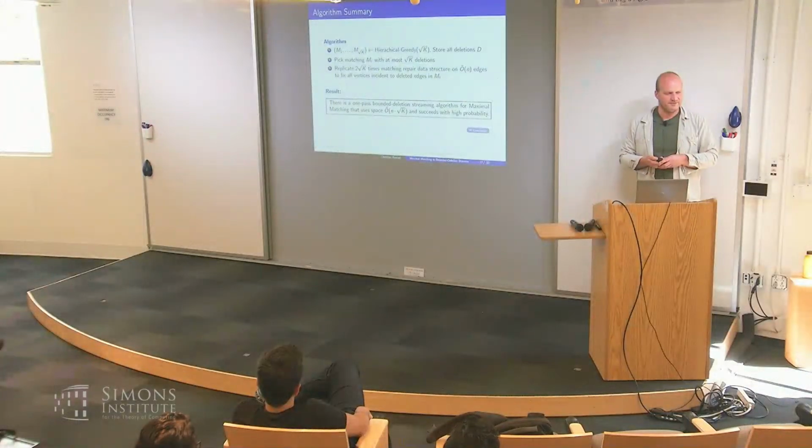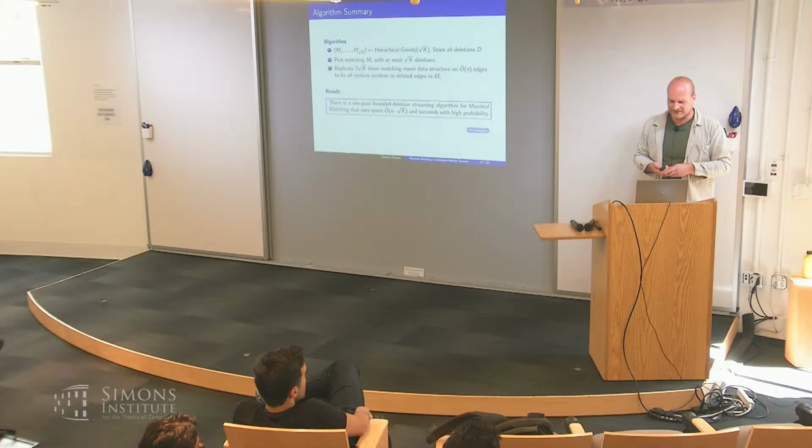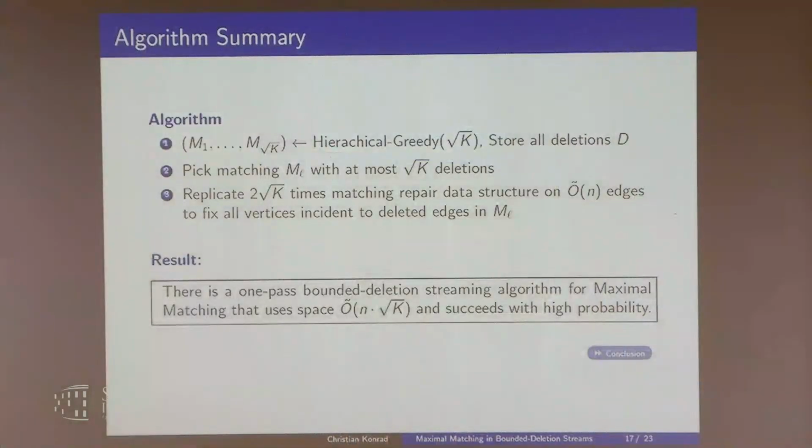How much time do we have left, roughly? 4. Perfect. Good. Then I just want to show you how this lower bound is obtained for this situation.